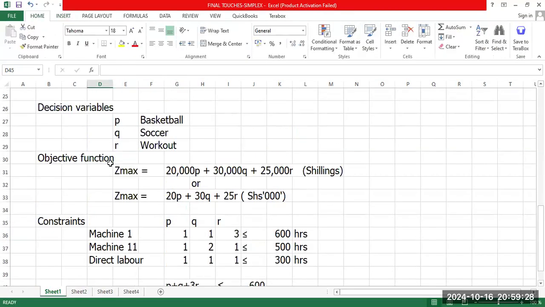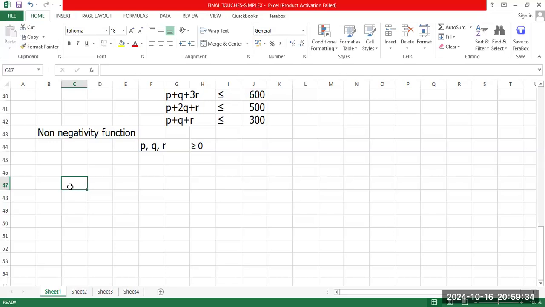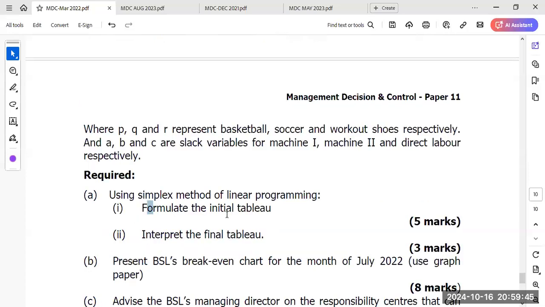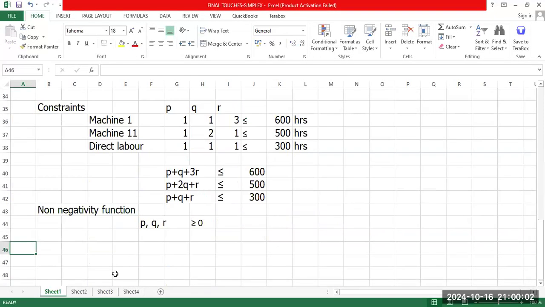So you're done with formulating the linear programming model. From this step, you can go ahead and clear Roman 1. In Roman 1, we have to formulate the initial tableau. You cannot formulate the initial tableau, colleagues, when you don't have a linear programming model. So we can go ahead and formulate the initial tableau. How can you formulate?